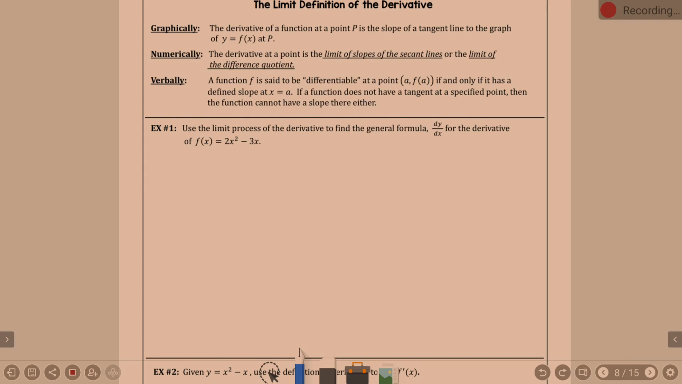Goodness, come on, next page. There we go. So, graphically, the derivative of a function at a point P is the slope of the tangent line to the graph of y equals f of x at P. So again, when you hear derivative, derivative is the slope of the tangent line. Okay, that's got to be a connection there. Derivative, slope of the tangent line. Because if you see a problem asking you to do slope, realize, oh, hey, they want me to do the derivative.